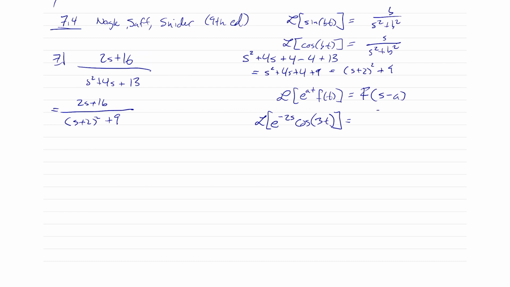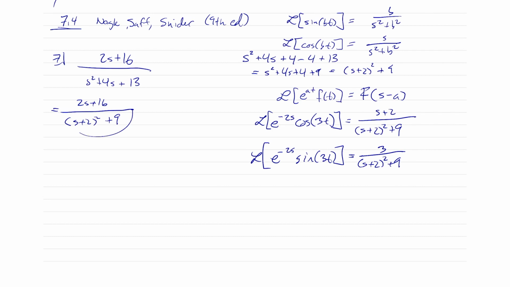That's going to be s plus 2 divided by s plus 2 squared plus 9. And the other thing we're looking for is the Laplace transform of e to the minus 2t sine of 3t. And this is going to be 3 over s plus 2 squared plus 9. Those are 2 quantities we're trying to turn this into. And so there's going to be some scaling that's happening, and that's okay. Let's isolate our thoughts over here.